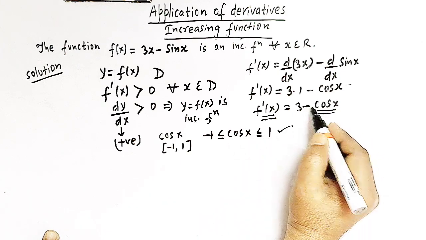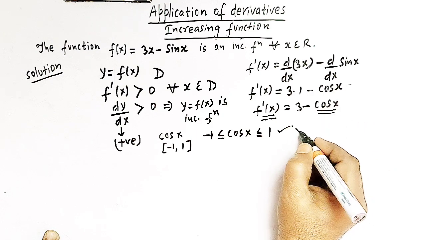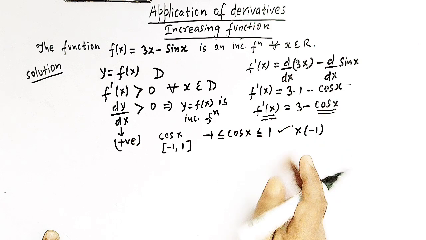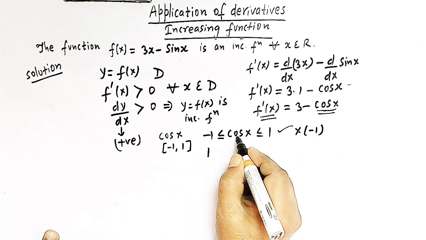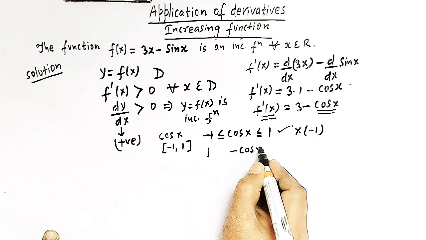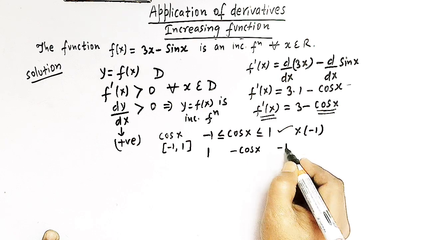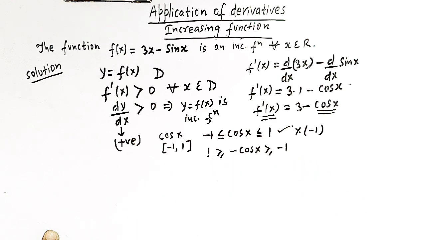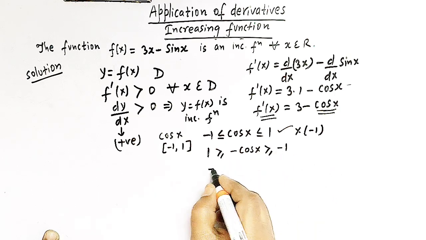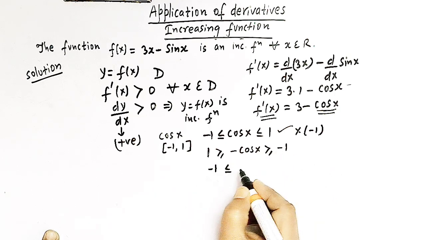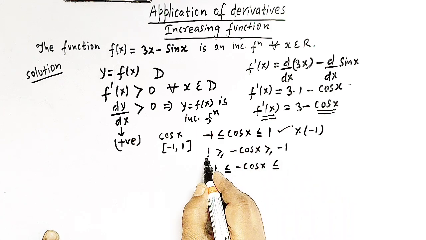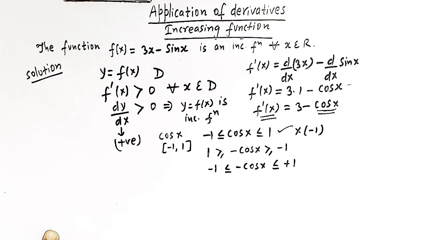So here we have negative cosine x. So let us multiply this inequality throughout by minus 1. So here we have plus 1, here we have minus cosine x, and here we have minus 1, and the direction of the inequality gets reversed, right? So we can also write this inequality as minus 1, and then we have minus cosine x, and then we have here plus 1, right?